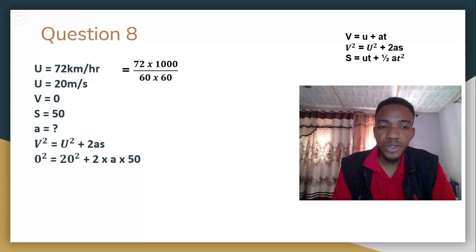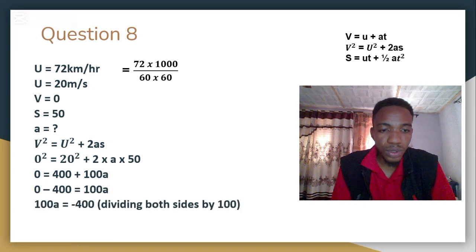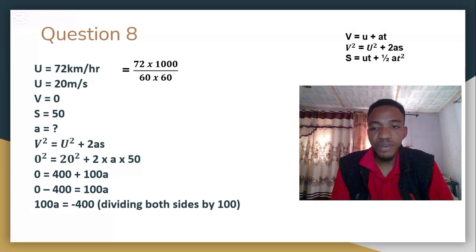So 0 squared equals, from there, 20 squared is 400, plus 2 times a times 50. That is 100a. So if you take this one to the other side, it becomes negative. So 0 minus 400 equals 100a. So 100a equals minus 400. Dividing both sides by 100, our a is minus 4 meters per second squared.